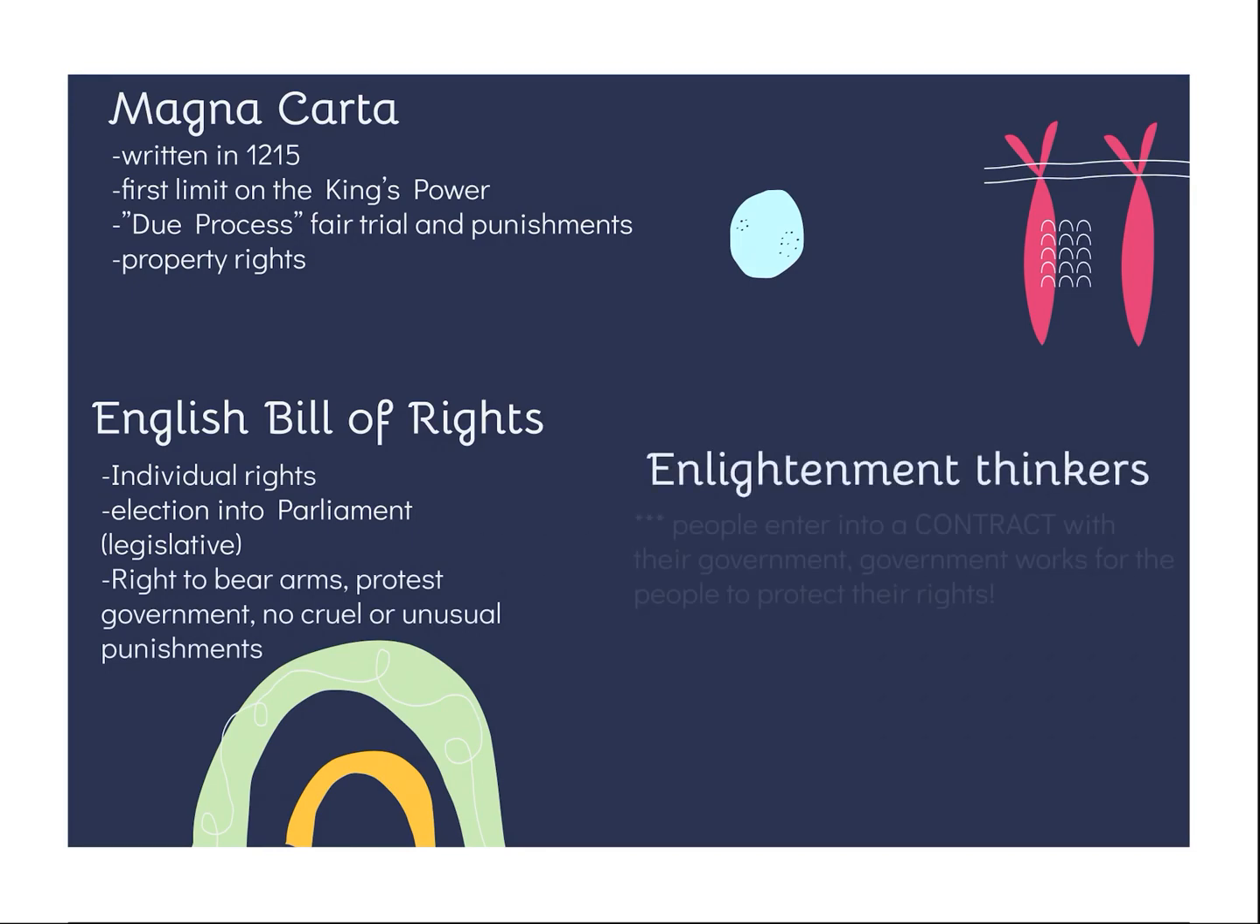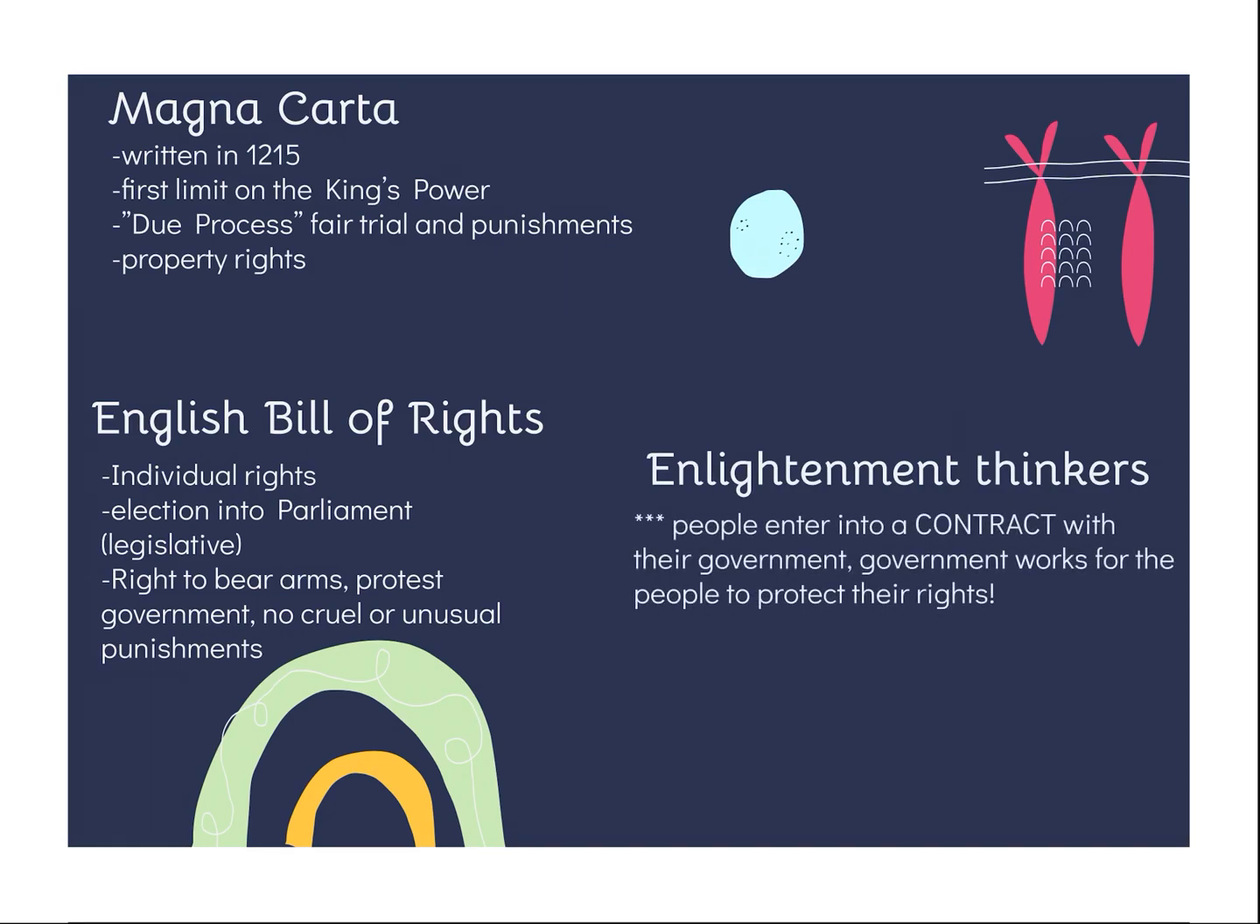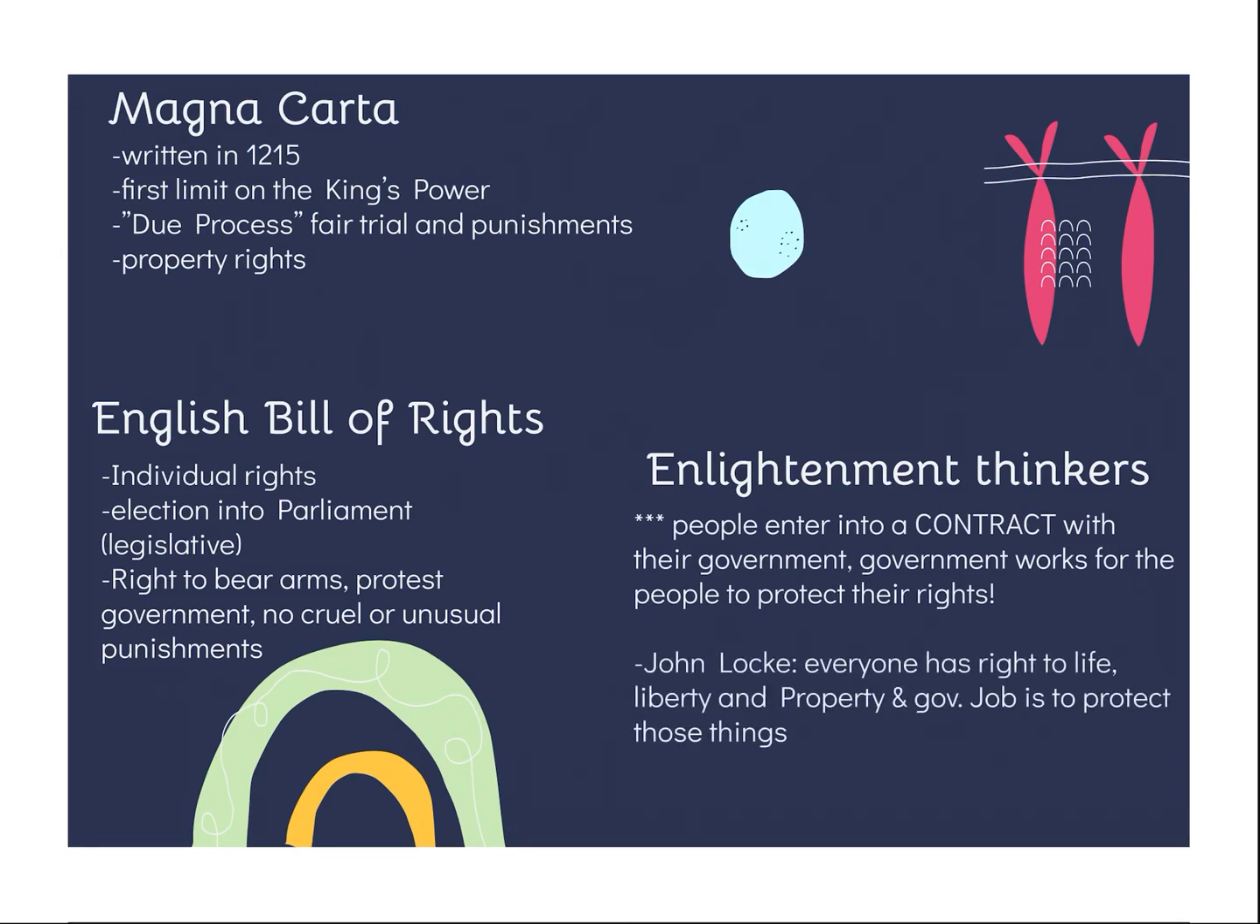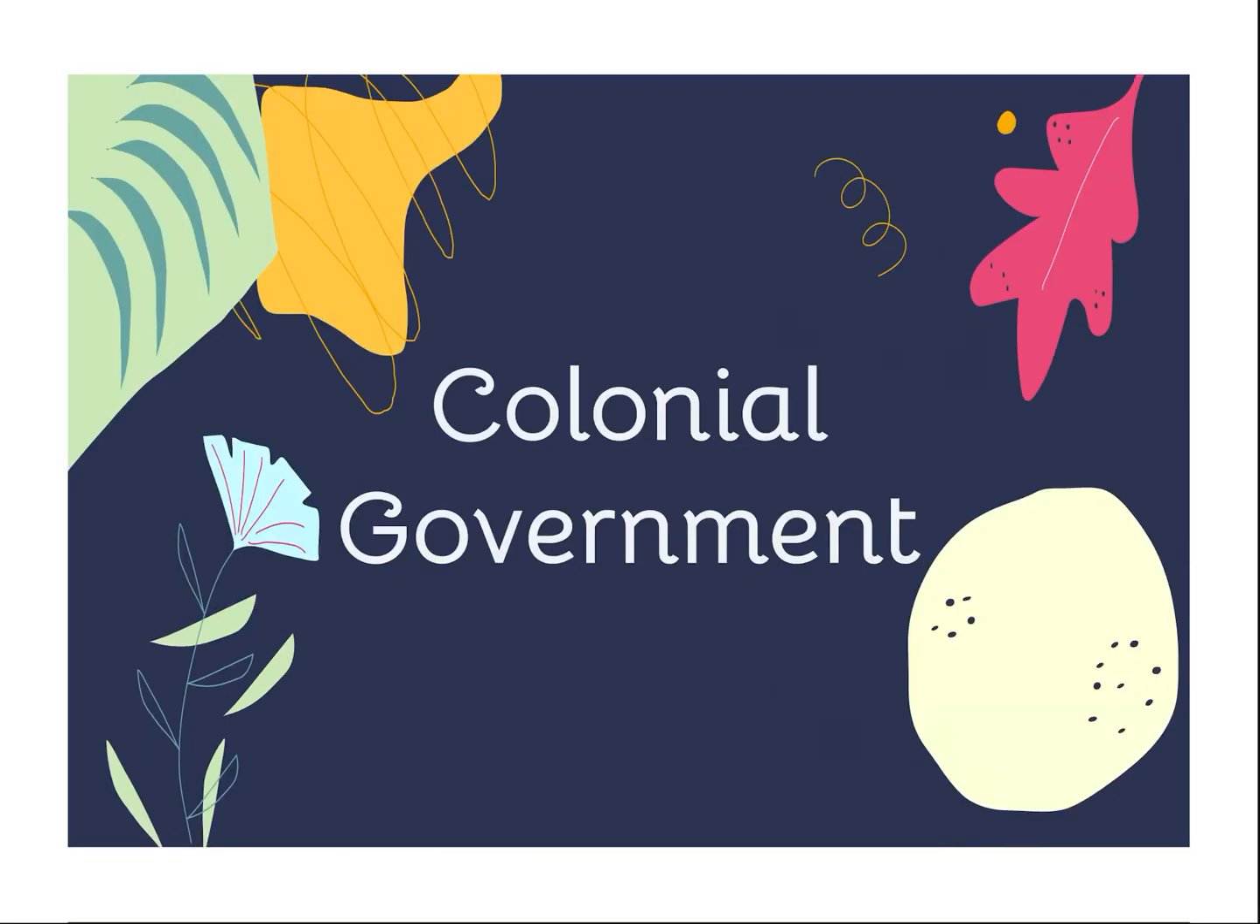So the Enlightenment thinkers that are important: the main thing that you need to know about Enlightenment thinkers is that they believed that people enter into a contract with their government. Government works for the people to protect them and their rights. So John Locke is going to be a big one. Everyone has the right to life, liberty, and property, and the government's job is to protect those things. And then Charles de Montesquieu believed in separation of powers and the three branches of government. That comes into big play later when we talk about the Constitution.